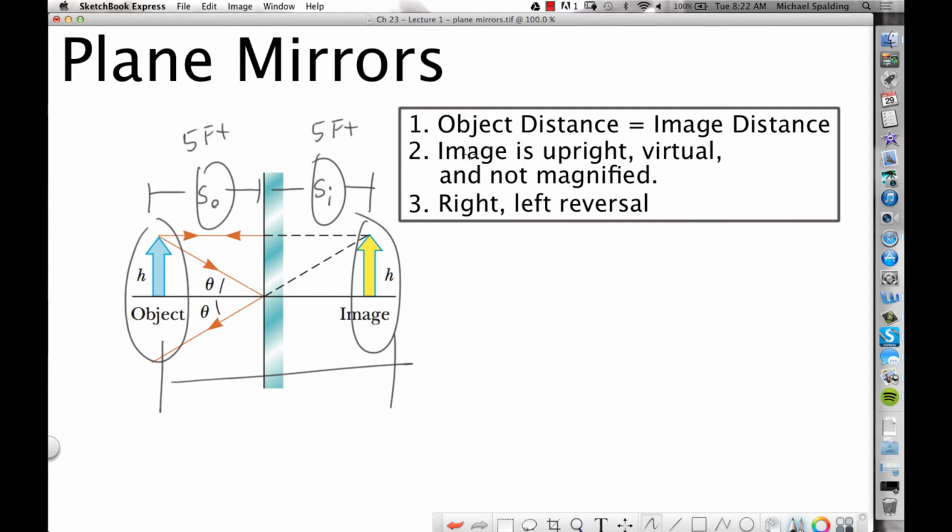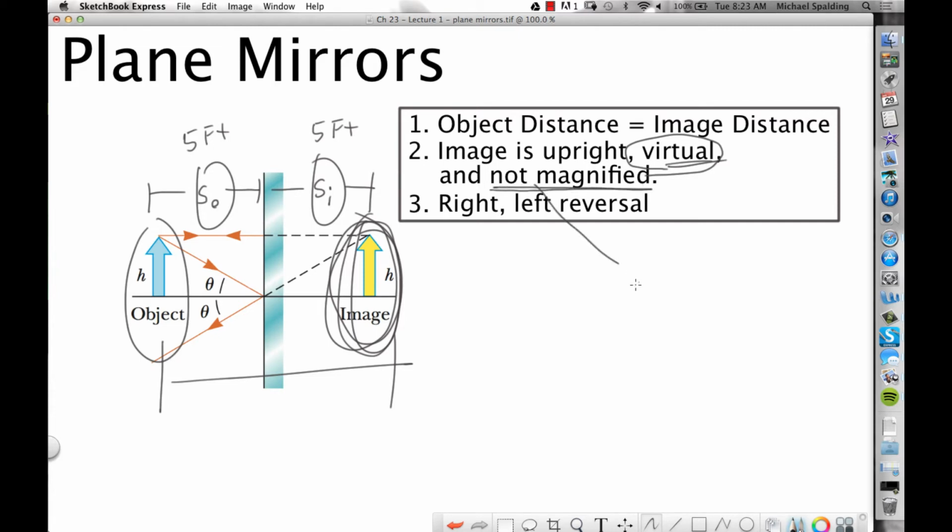Okay? All right. Second thing, image will always be upright. So see this image right here? It's never going to be flipped upside down for a flat mirror. Virtual. Guys, for right now, I'm going to leave this term alone because I'm going to define it later. When I explain ray diagrams, I'll talk about what virtual means. So for now, just make it virtual. I'll explain that later. And not magnified.